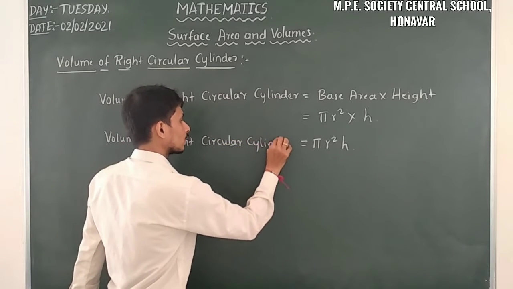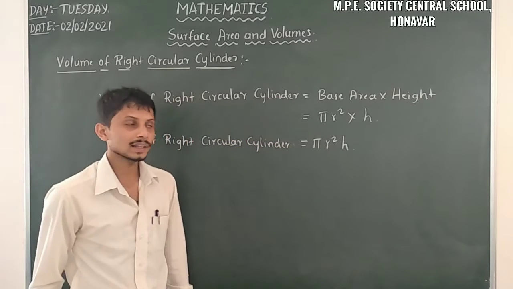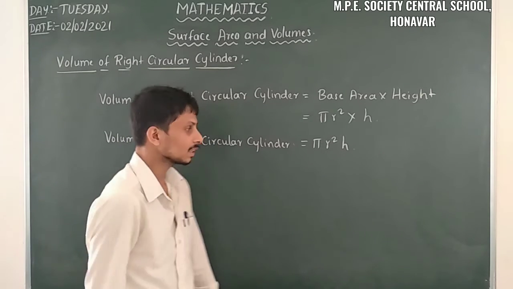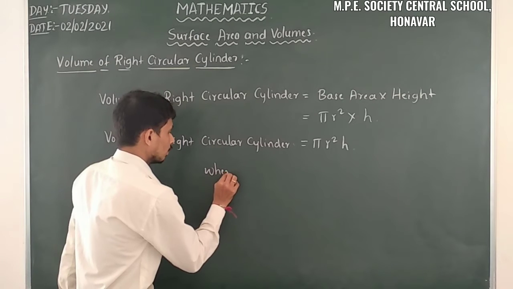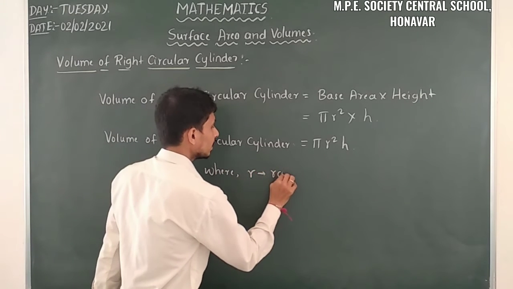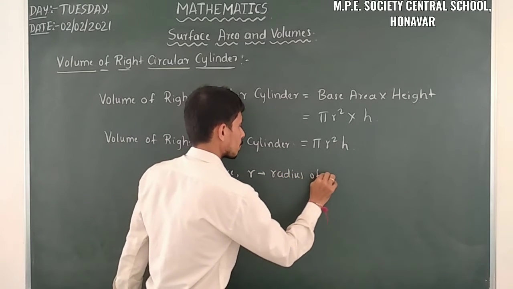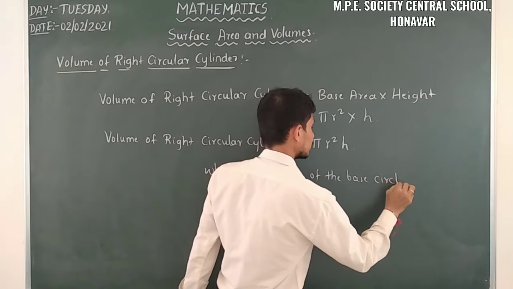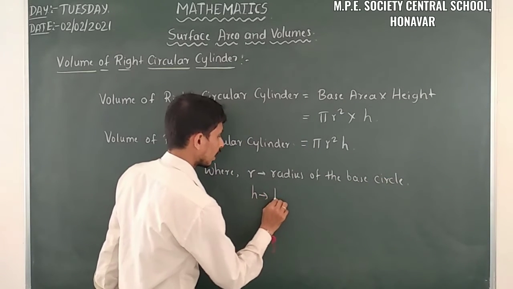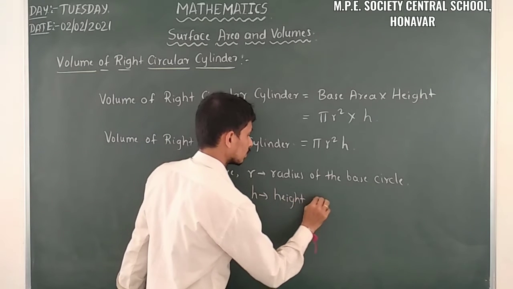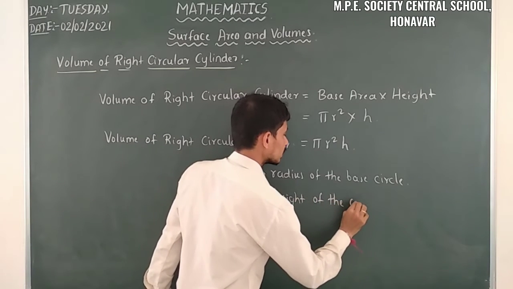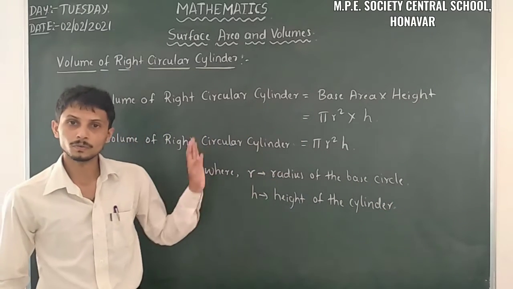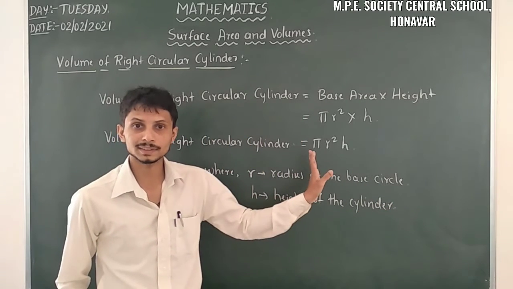Volume of a cylinder is equal to pi r square h, where r is the radius of the base circle and h is the height of the cylinder. Yes. So here we have the formula for finding the volume of the right circular cylinder.